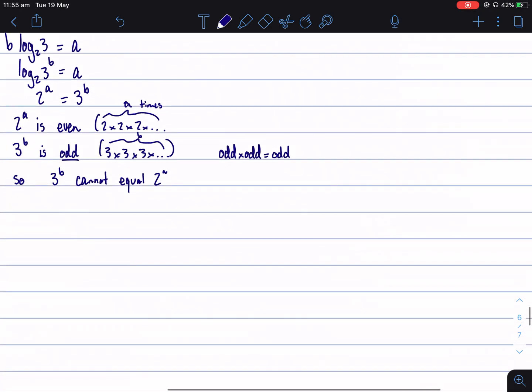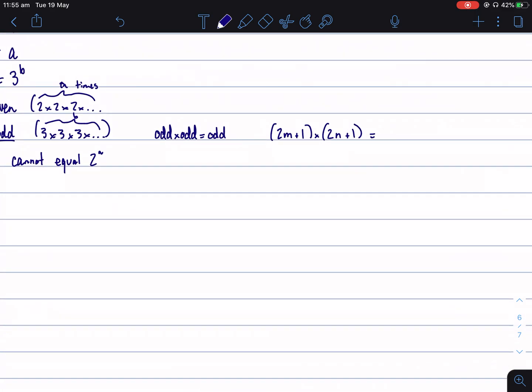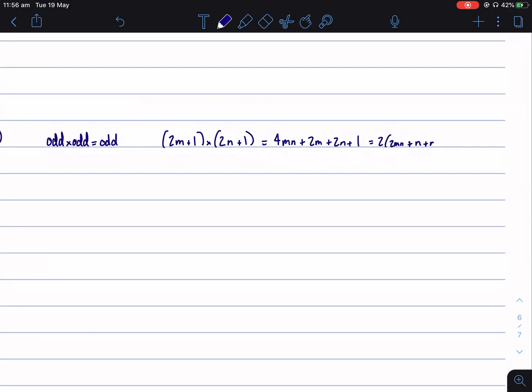Which is a good one for you to remember. If I had an odd, then every odd number is 2 times an integer plus 1. And I'm multiplying it by another odd number, so I'm going to say 2m plus 1 and 2n plus 1. If I've got two odd numbers multiplied, that gives us 4mn plus 2m plus 2n plus 1, 1 times 1 is 1. It's always two lots of 2mn plus n plus m, and there's always a plus 1, so it's always odd.